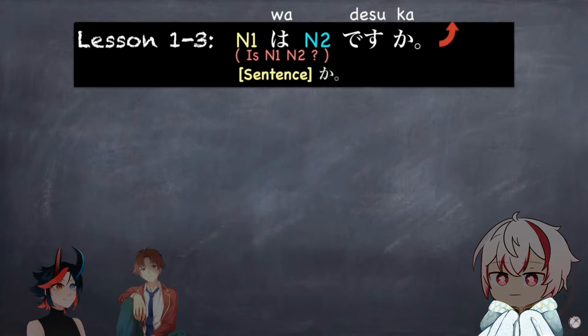Okay, moving on to our third grammar point: how to make a question in Japanese. It's very easy. Like I said, remember the first pattern, N1 wa N2 desu. All you need to do is add ka, and that makes the sentence into a question. So, is N1 N2?